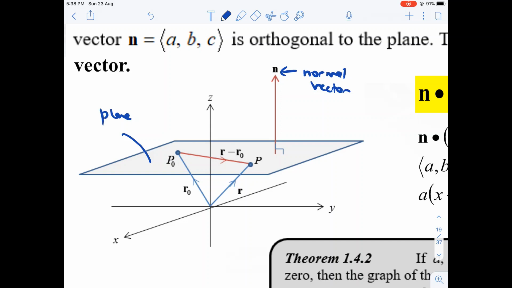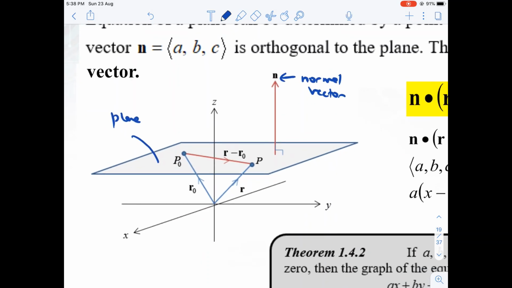Now let's say we have a point P naught that lies on the plane, and we have a parallel vector. This is the vector that is parallel to the plane, okay guys. So in order to find the equation of the plane, we need the point P naught and also the normal vector or perpendicular vector. Some books call this orthogonal or perpendicular.